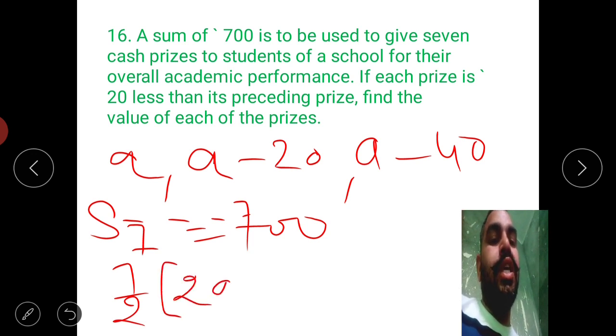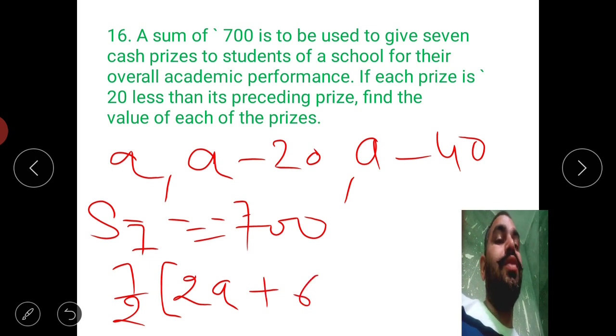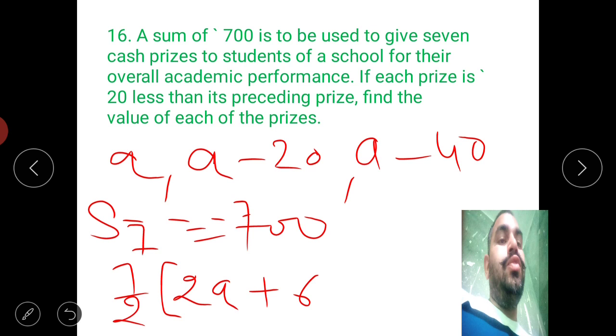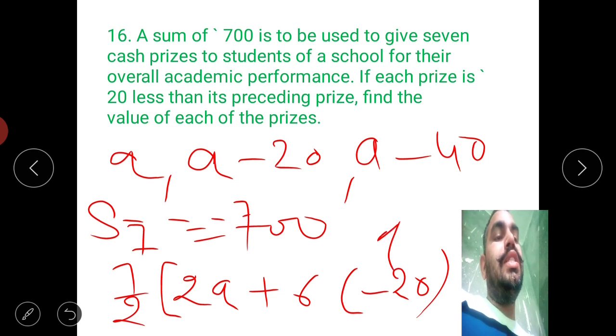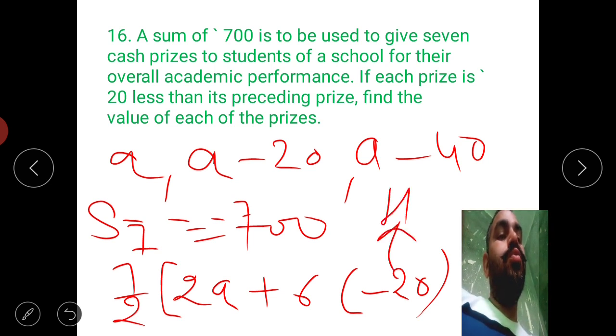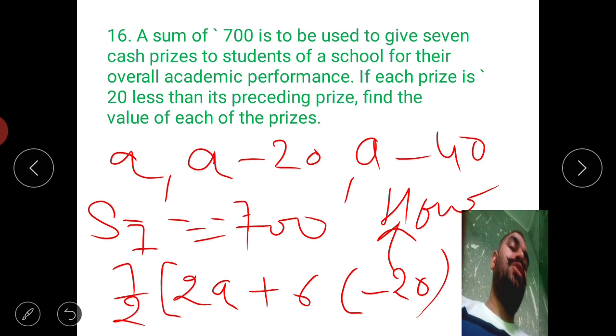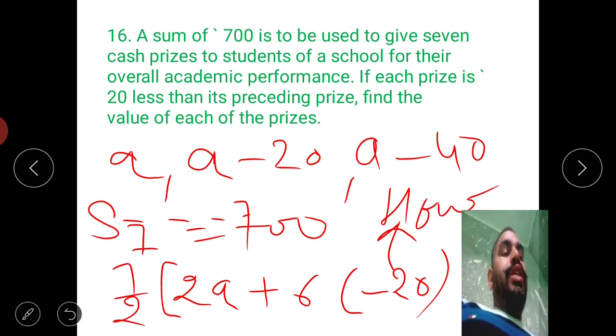First term is a plus 7 minus 1, 6 into d, and you have to search out d. D is, I think so, -20. You suggest me, comment me how. Suggest me how this -20 is there.